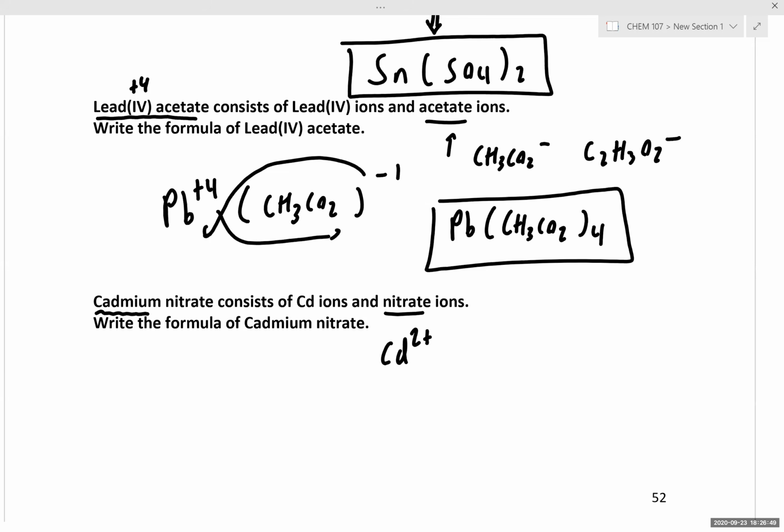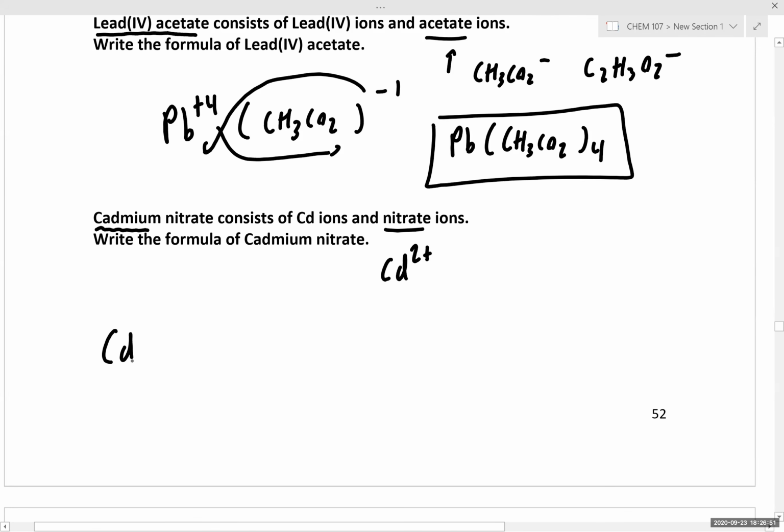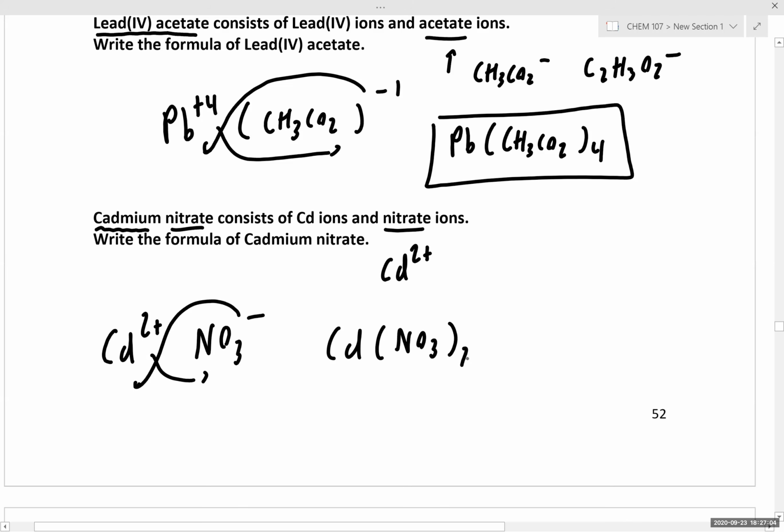For cadmium nitrate, cadmium is Cd2+, nitrate is NO3-. We cross our charges, and that gives us Cd(NO3)2. Does this example make sense to everyone? Does this example make sense? Any questions?